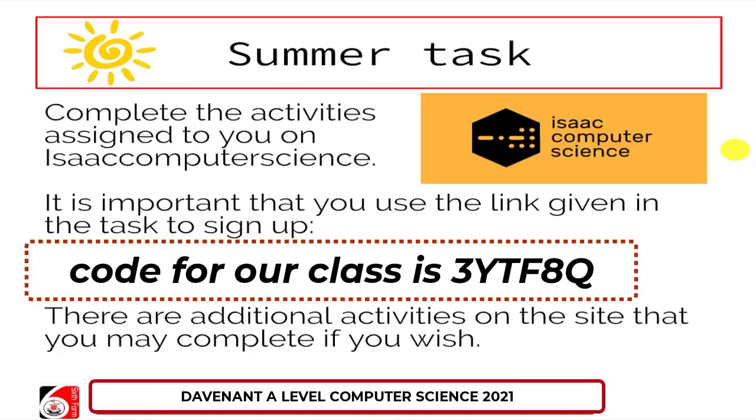The summer task has been emailed to you and is available on the school website, davenantschool.co.uk, if you click on the sixth form section. For the summer task for computer science, it's really important that you use the link that we gave to you in the task in order to sign up. You should then complete the activities that have been assigned to you through the group. This site is written especially for A-level computer science, so there are lots of additional activities on there that if you want to get a deeper understanding of any of the different areas before starting the course.